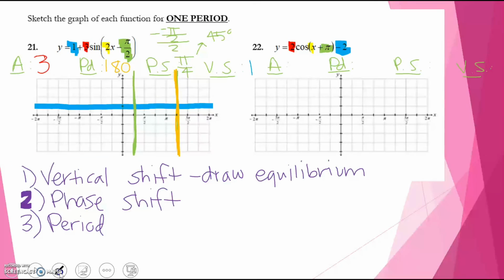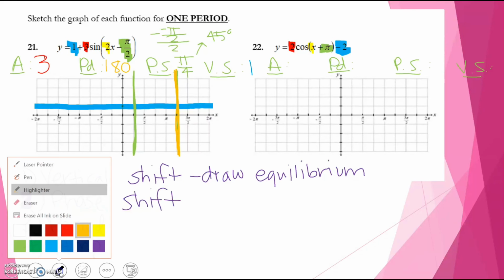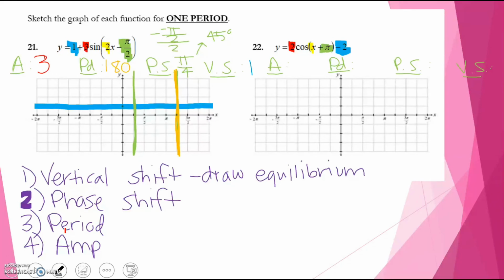Then the next step is to do the amplitude. The amplitude is how tall and how low it goes. This is 3. So from the equilibrium, it's 3 high, so 3 above that blue line, and 3 below that blue line.